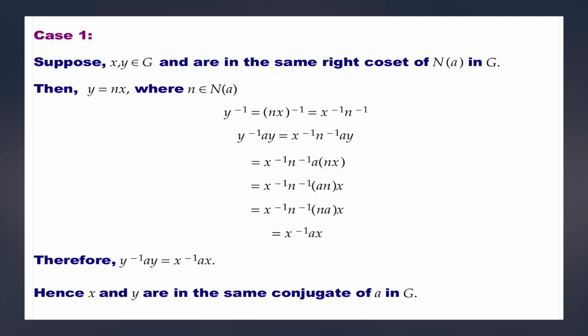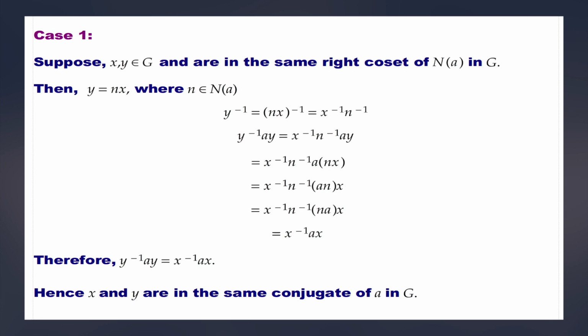and are in the same right coset of the normalizer of A in G. Then y = nx, where n is in the normalizer of A. So y inverse is (nx) inverse, because we have already seen y = nx. Here we will write this as x inverse n inverse. Multiply both sides by A and y. The answer is y inverse A y = x inverse n inverse A y.